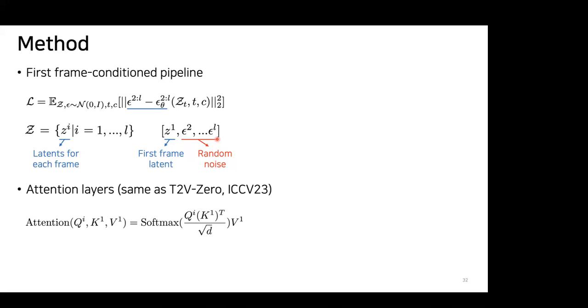The second thing they did is to modify the attention layer, same as the ICCV work I just shared, because they're using the first frame as key and value across all the attention layers. So only the query changes, and the key and value are fixed with the first frame.